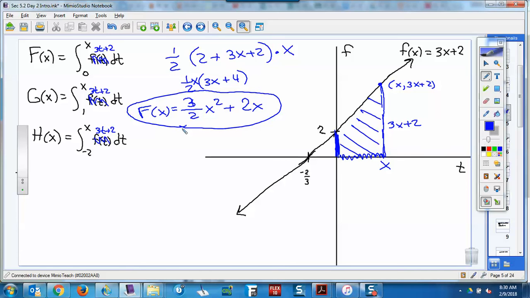Right? Little f was 3x plus 2. So the antiderivative would be raise it to a 2, divide: 3/2 x squared plus 2x plus some c. Well, our c is 0. So the only surprise was we didn't know what the c was. Right? That's the only surprise. So we ended up with 3/2 x squared plus 2x, and there was no c. Okay, fair enough.